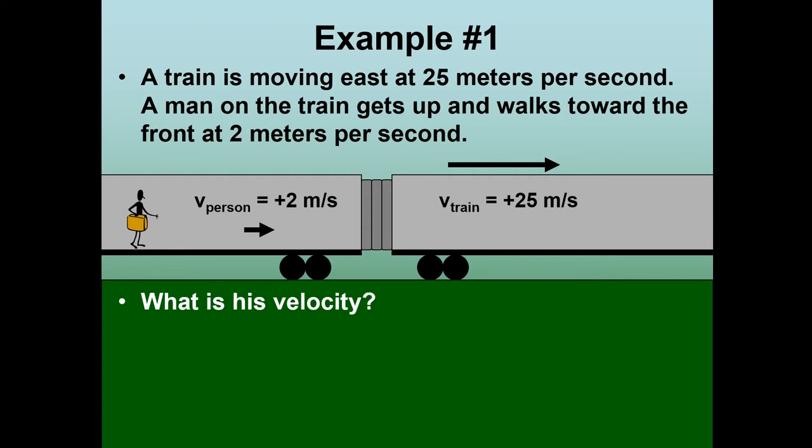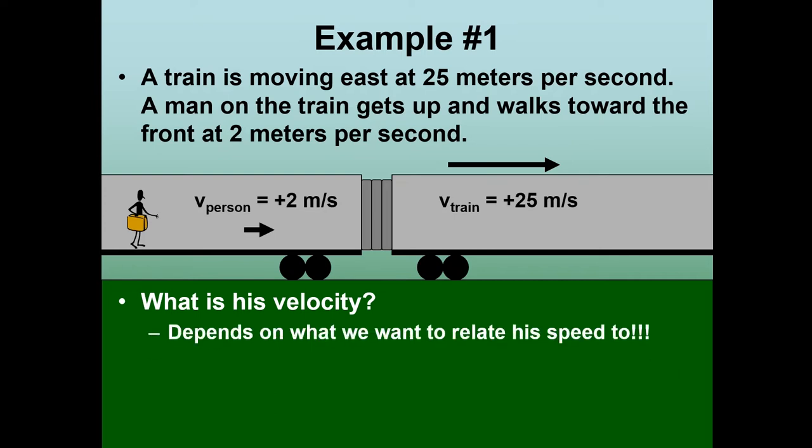An example. A train is moving east at 25 meters per second, and a man on the train gets up and walks towards the front at 2 meters per second. What is his velocity? Well, it depends on what we want to relate his speed to. If we're comparing his speed to somebody else sitting on the train, we would say that his velocity is 2 meters per second. Since he's walking at 2 meters per second on the train, if you're sitting on the train as well, he will pass you at a rate of 2 meters per second.